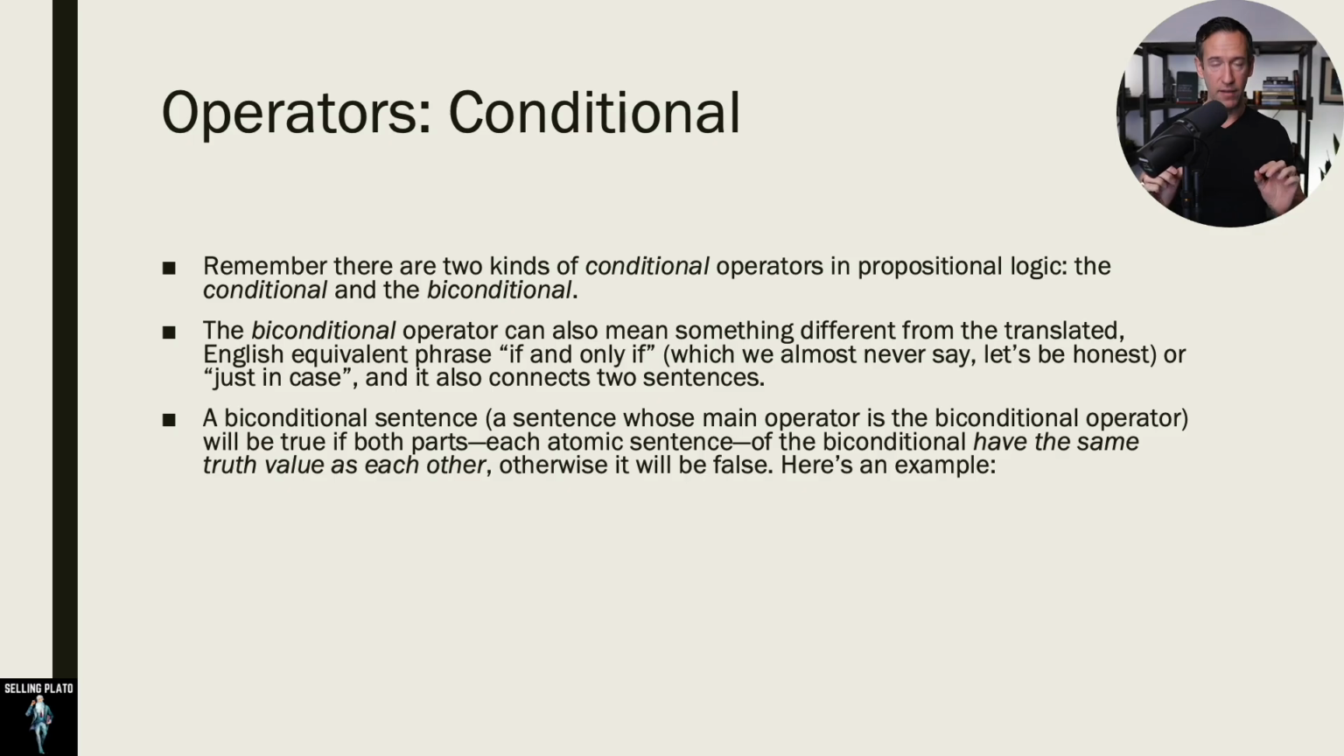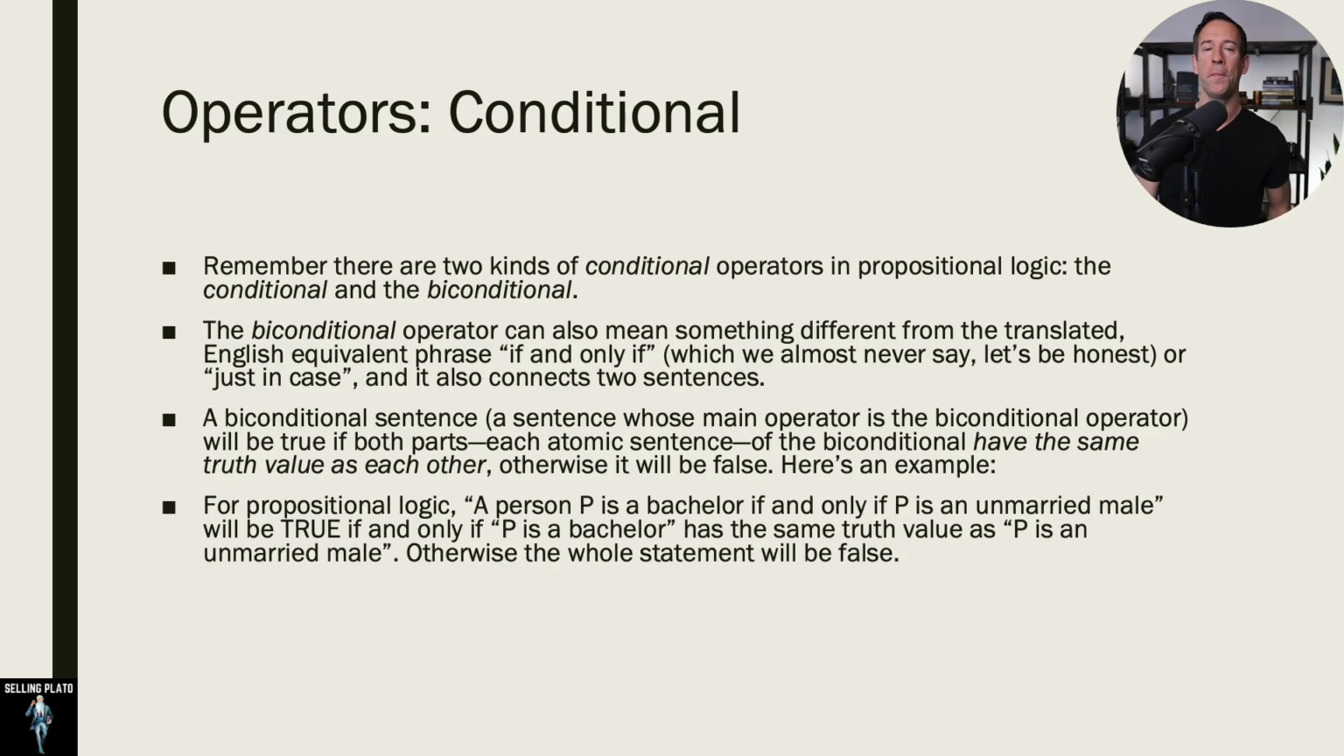So if the truth value of this part and this part are true, then the whole sentence is true. If they are both false, then the biconditional is true. If there's a difference in truth value on either side, where this is true and this is false, or this is false and this is true, the biconditional sentence is false. Here's an example I'll show you for propositional logic. A person P is a bachelor if and only if P is an unmarried male. We'll take that sentence as our example.